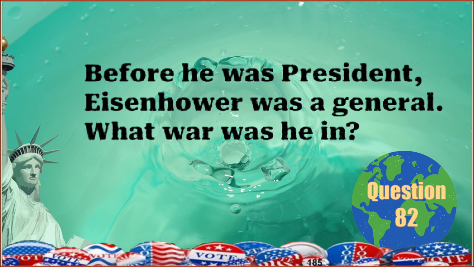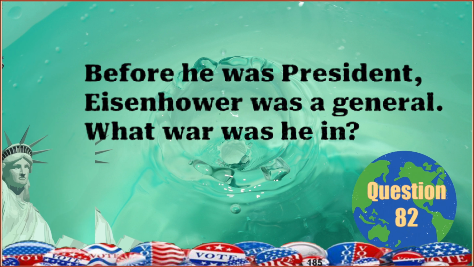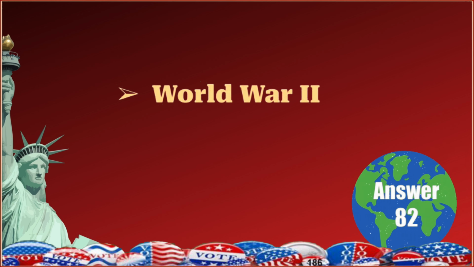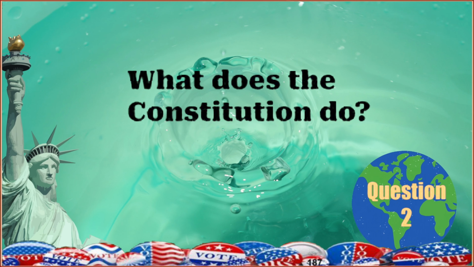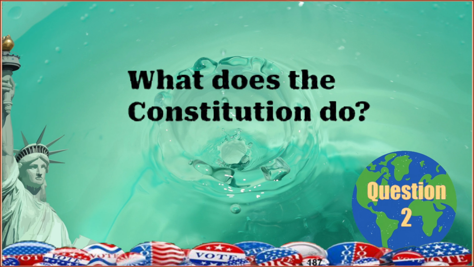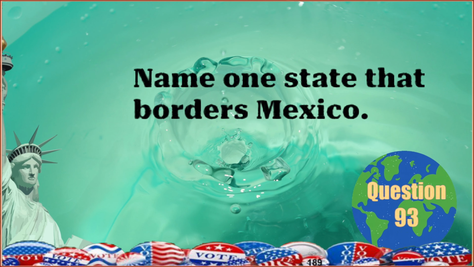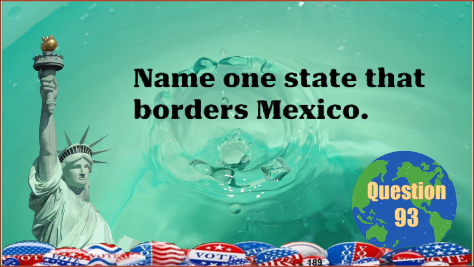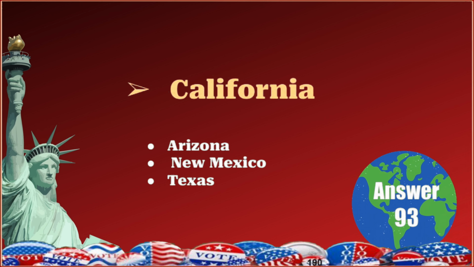Before he was president, Eisenhower was a general. What war was he in? World War II. What does the Constitution do? Sets up the government. Name one state that borders Mexico. California.